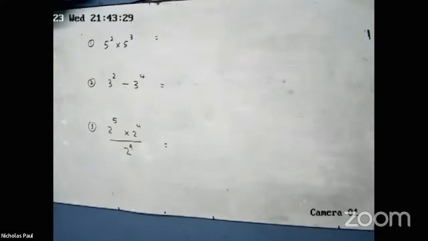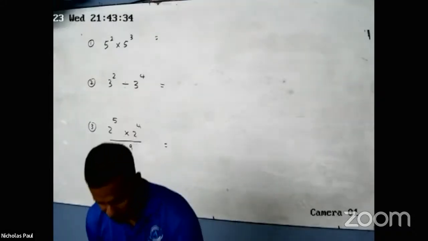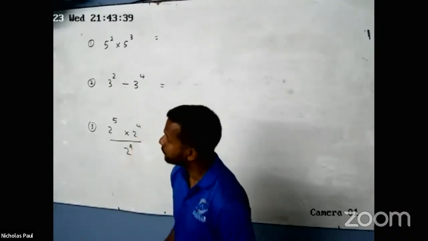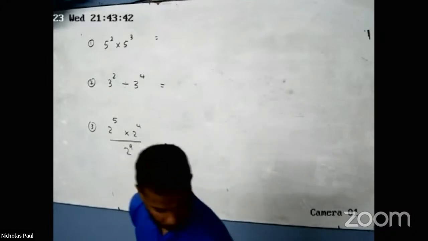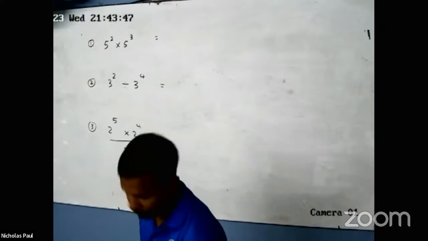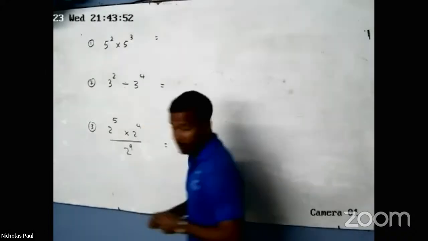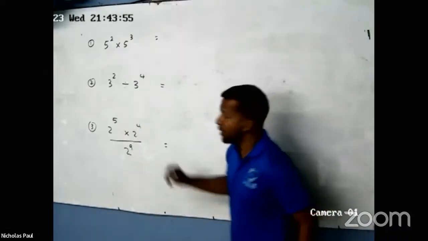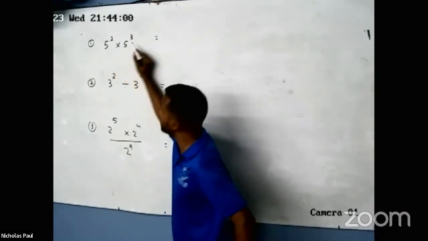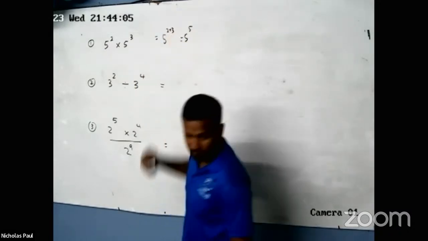Try your best, right? All I want to do is just to break it down in terms of 2, right? So let's see how that will look. Right. So if you look back at the rule, same base multiply, what will you do? Add the powers, right? So that'll be 5 to the 2 plus 3, that's 5 to the 5.